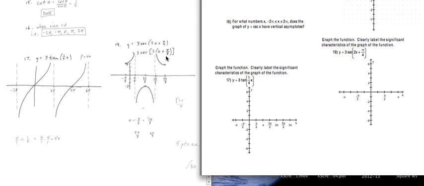I don't know where the pi over 4 came from. Oh, I know why. Because that's pi over 4. You didn't factor out the 2 to make that a pi over 8 right there. Okay, so hopefully that helps.